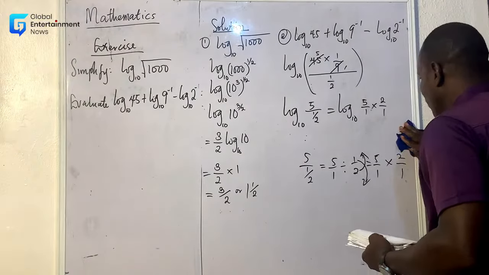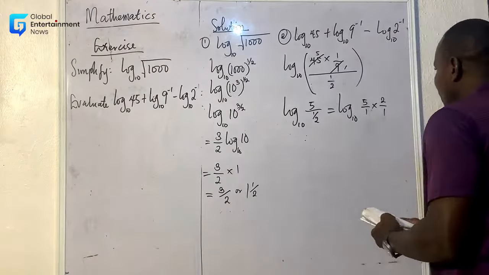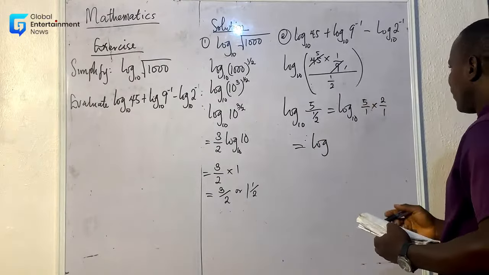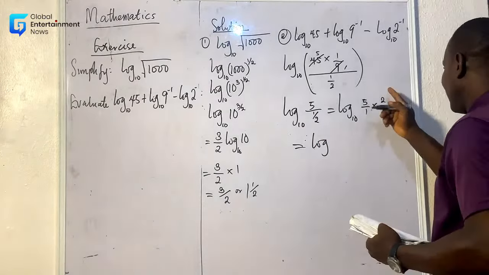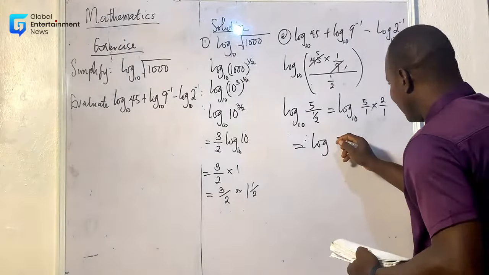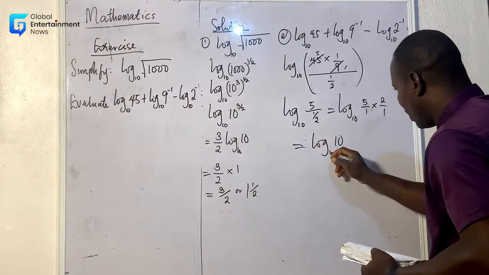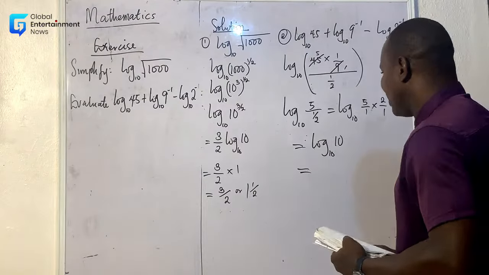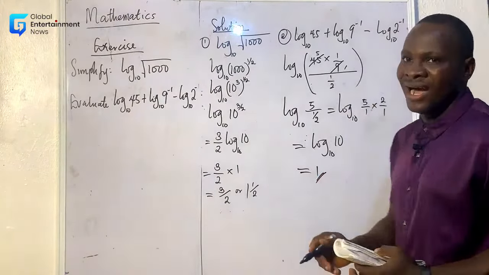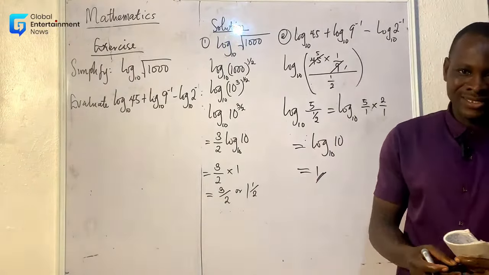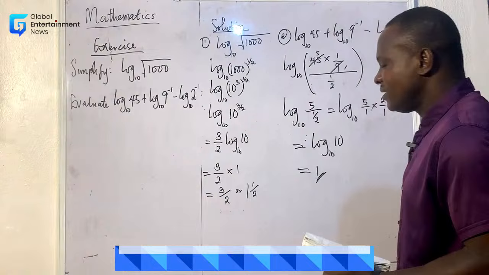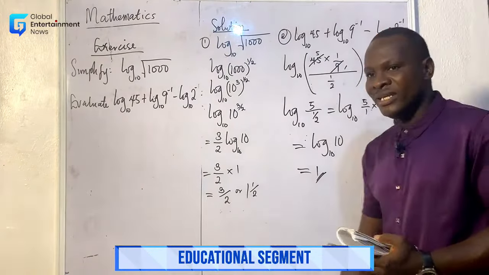So now what do we get? That is log of 5 times 2, which is 10, divided by 1, so it's 10. So I have log 10 base 10. And log 10 base 10 is what, everybody? 1. And that is my final answer. So the first question's final answer is 3 over 2, while the second one is 1.